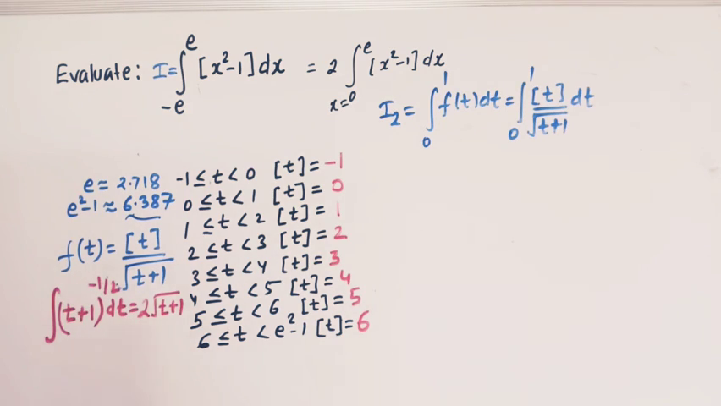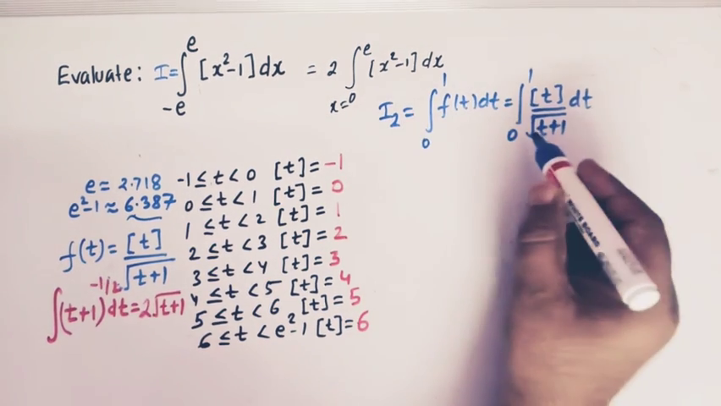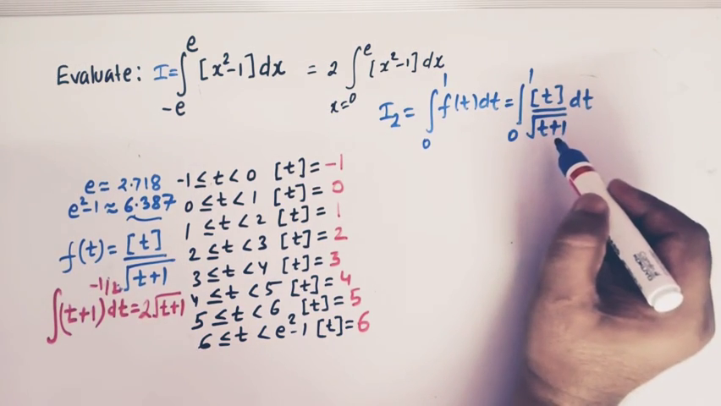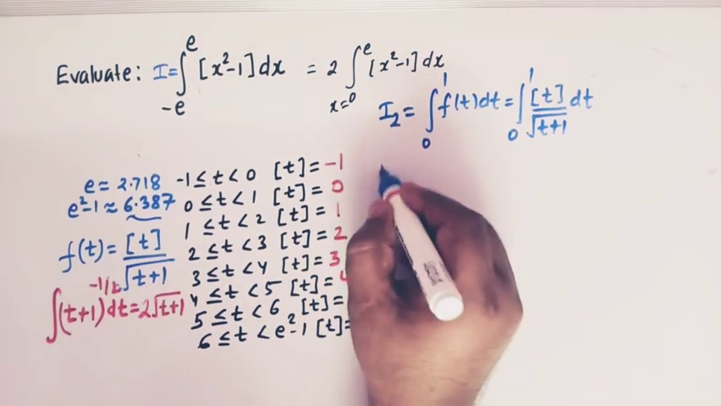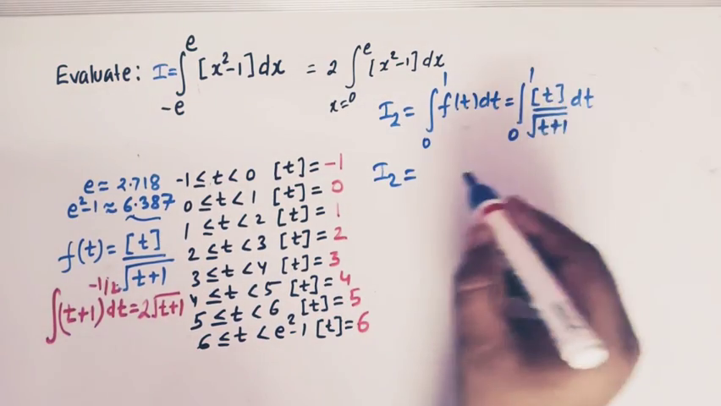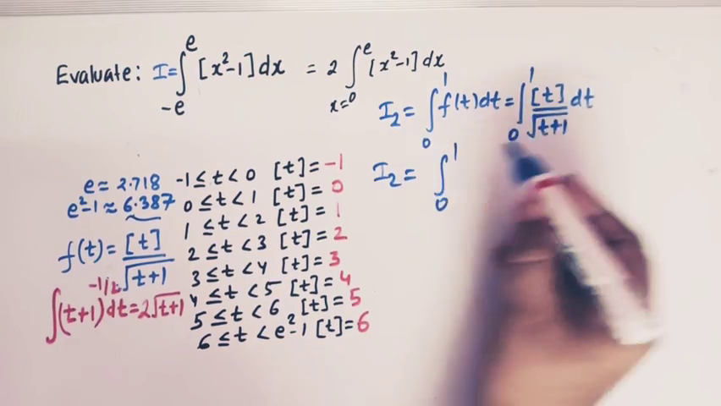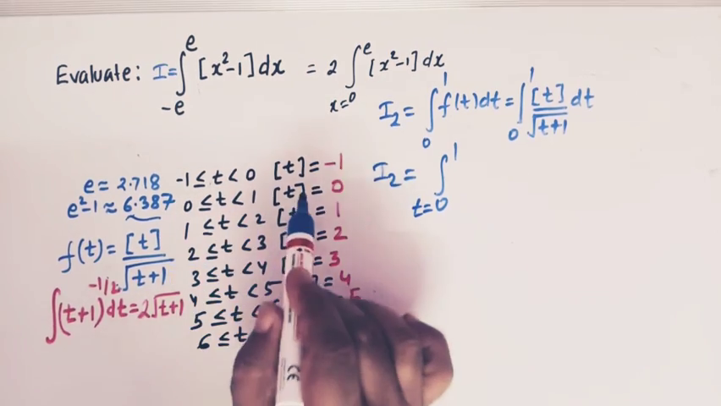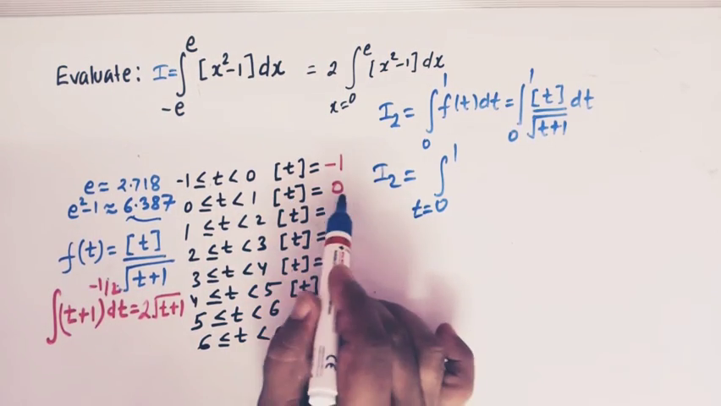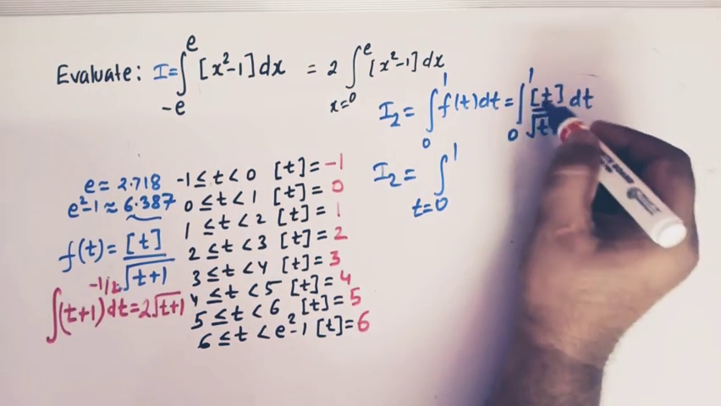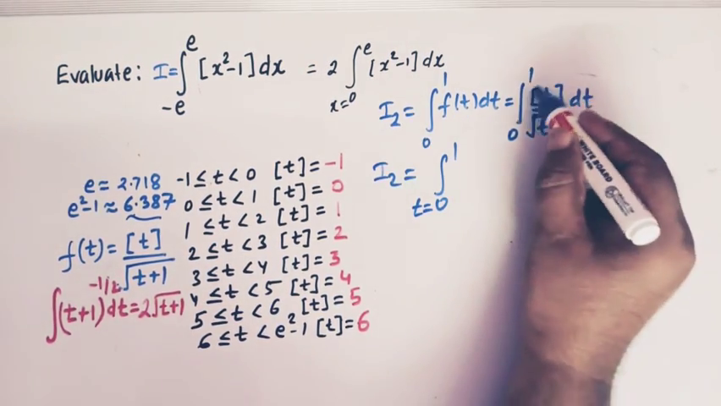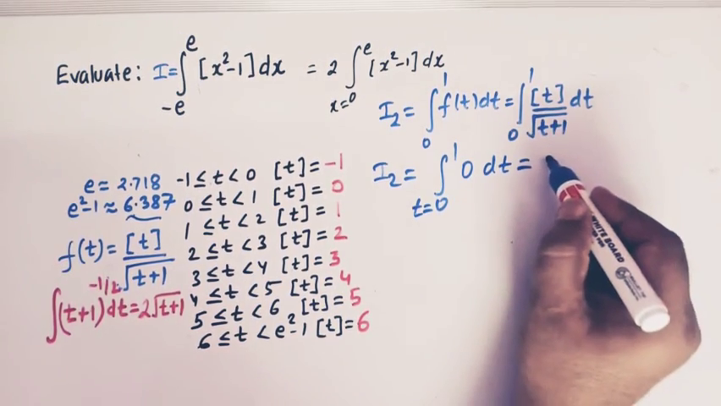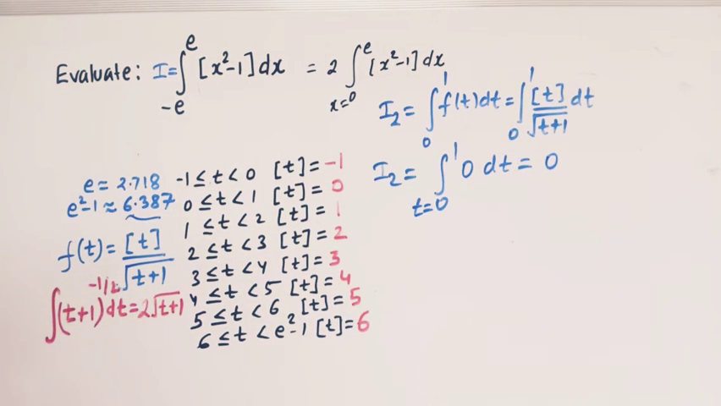Now let us find out the other integrals. So now let us find out the value of I2. Here I2 is from 0 to 1, greatest integer t over square root of t plus 1 dt. So now here I2 is simply equal to the integral from 0 to 1, and when t lies between 0 and 1, then the greatest integer t is 0. So the overall integrand is equal to 0. So the value of I2 is equal to 0.